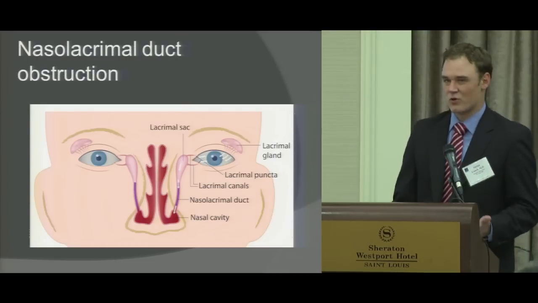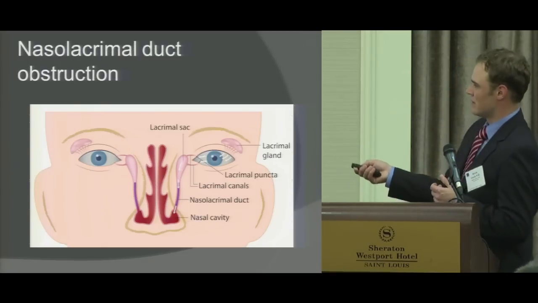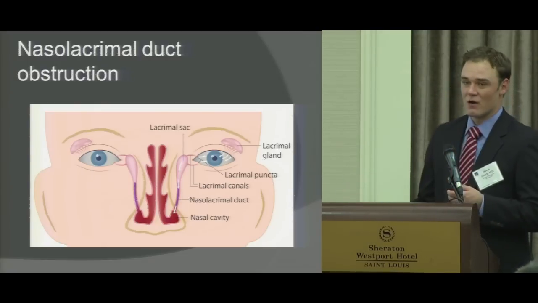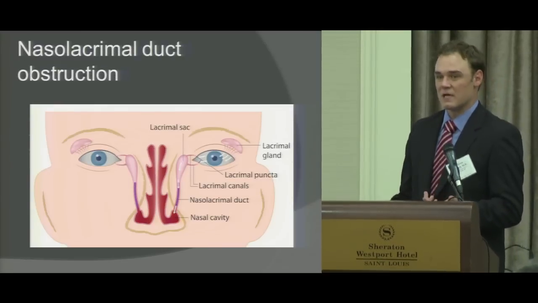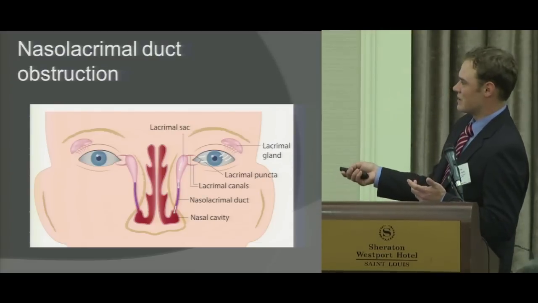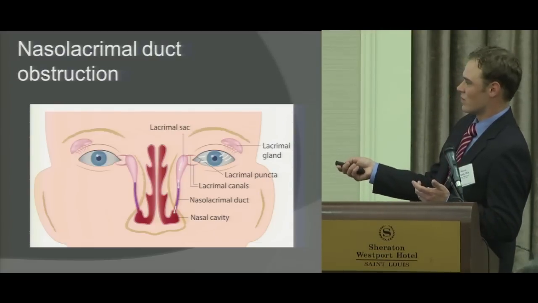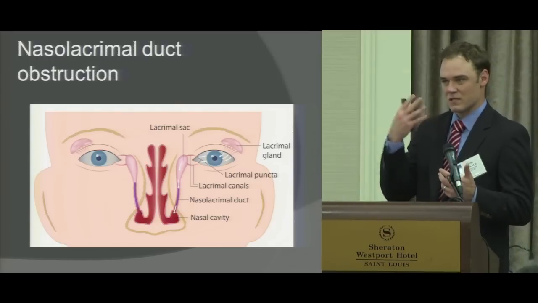Nasolacrimal duct obstruction, or NLDO. These tubes that go into the nose are very narrow. And those tubes are 1.5 millimeters or less, and they go directly through bone. If you get a blockage in that tube, the tears will collect in that sac, and then the eye just won't drain itself, and it'll just constantly drip.